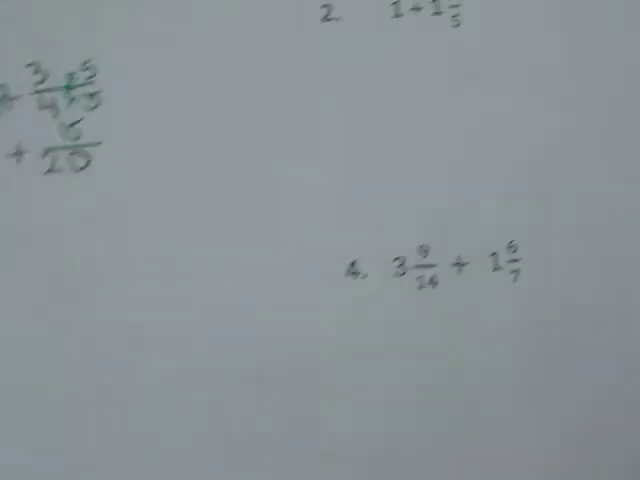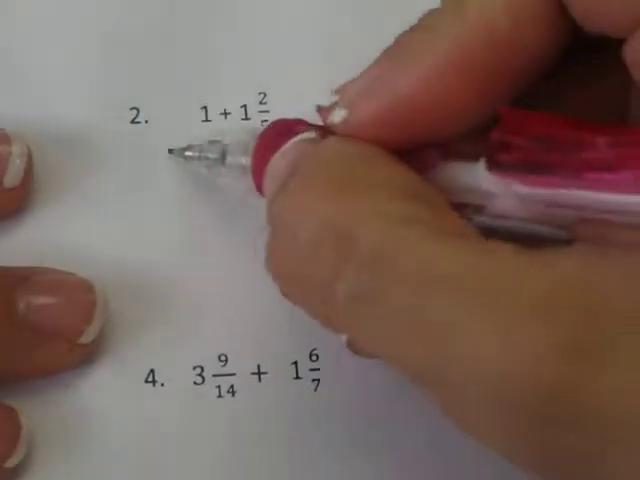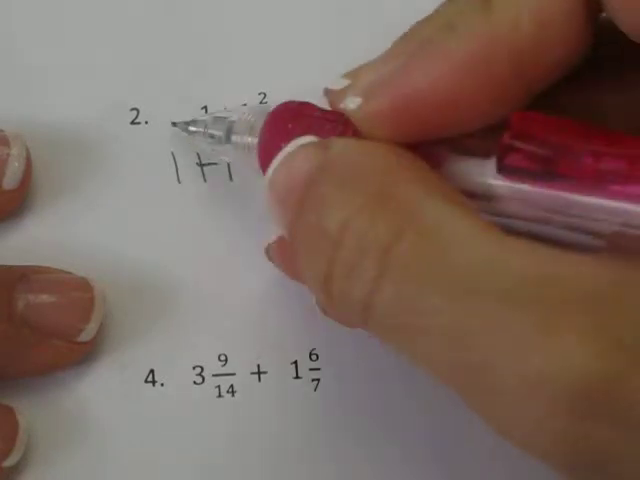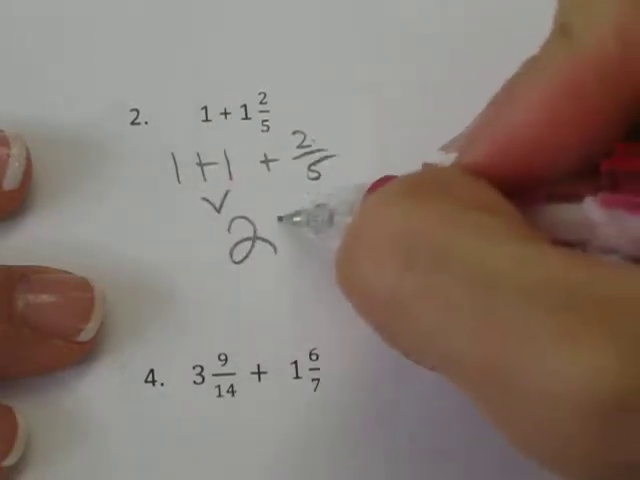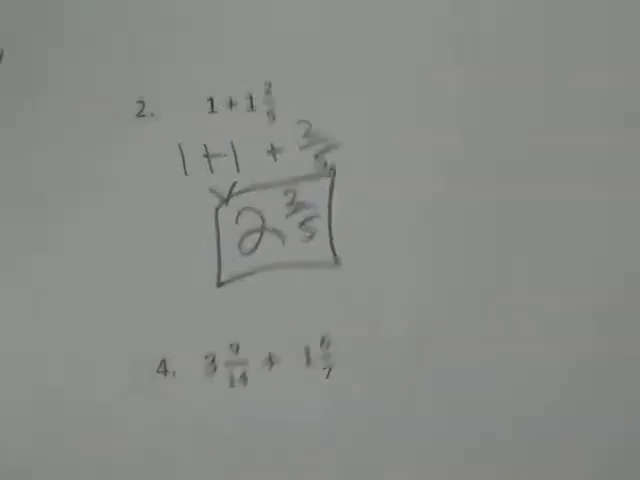Okay, number 2. This one is a little bit easier. Pull out my wholes, so it's 1 plus 1 plus my fraction 2/5. 1 plus 1 is 2 plus my 2/5. Gave you some easy ones there.